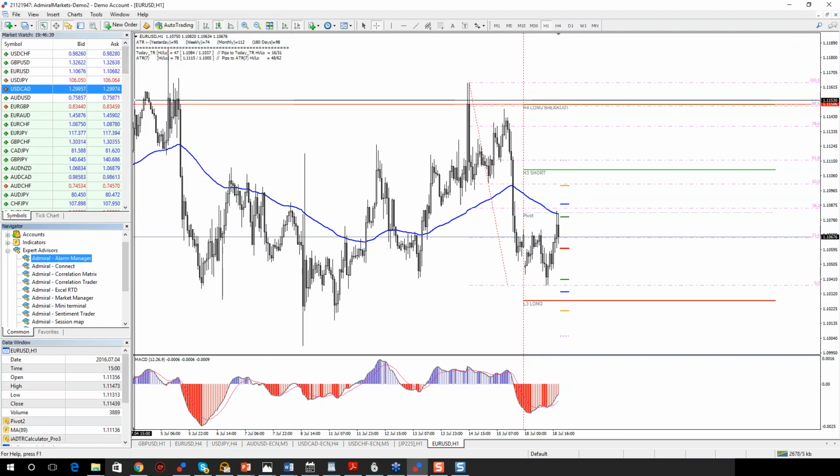Michigan is asking, for example, pound dollar was in profit, then retraced 30 pips and continued down. Should we have re-entered? It's up to you. If you see that the trend is strong, yes, you can opt for another entry, but you need to ensure that the trend is strong.